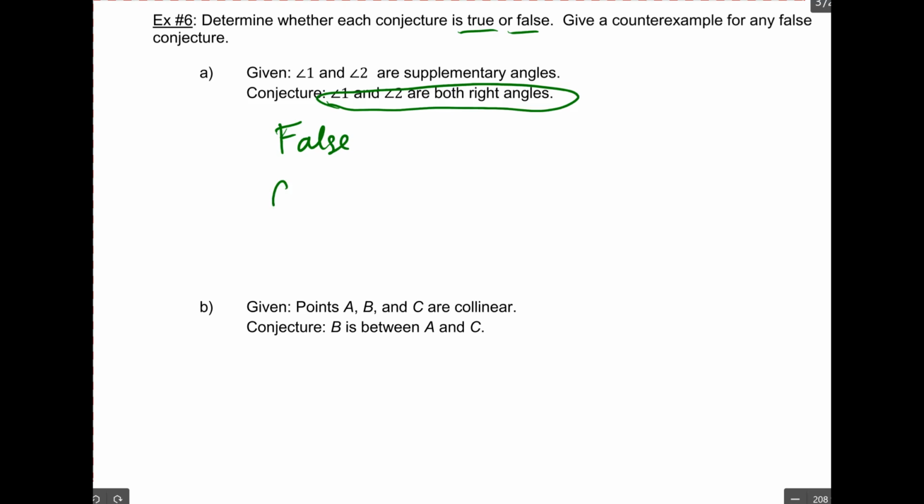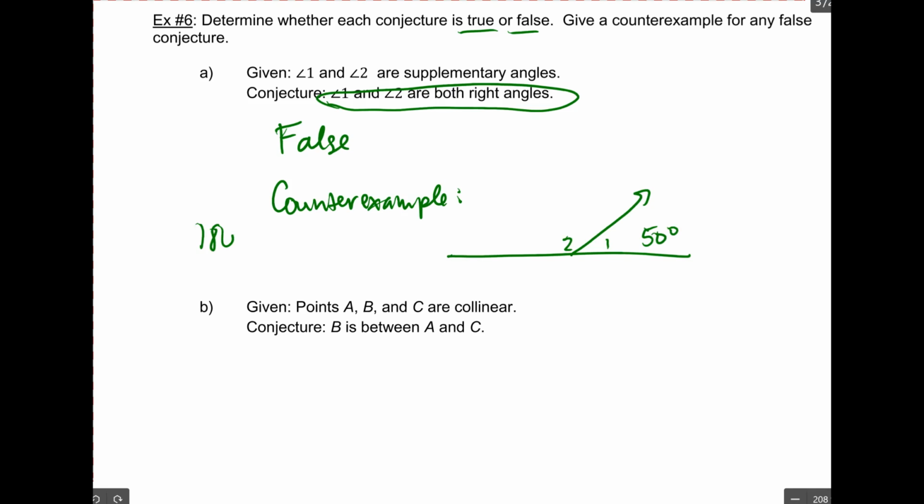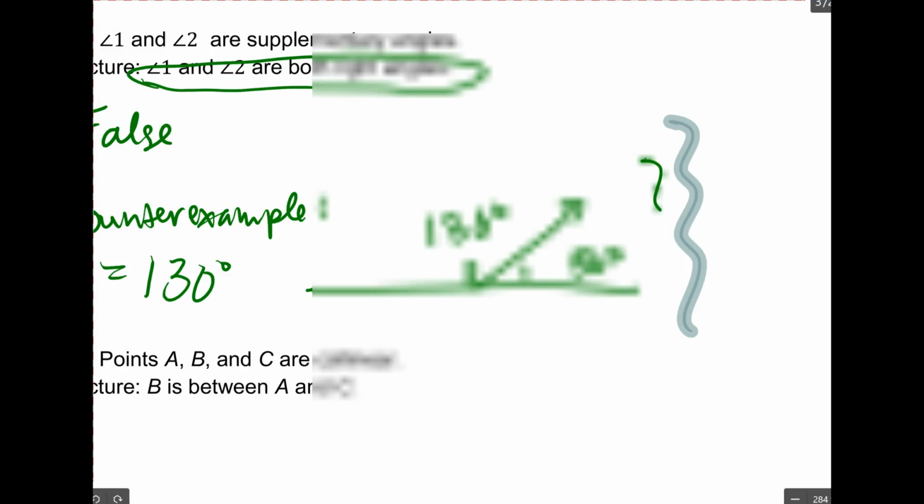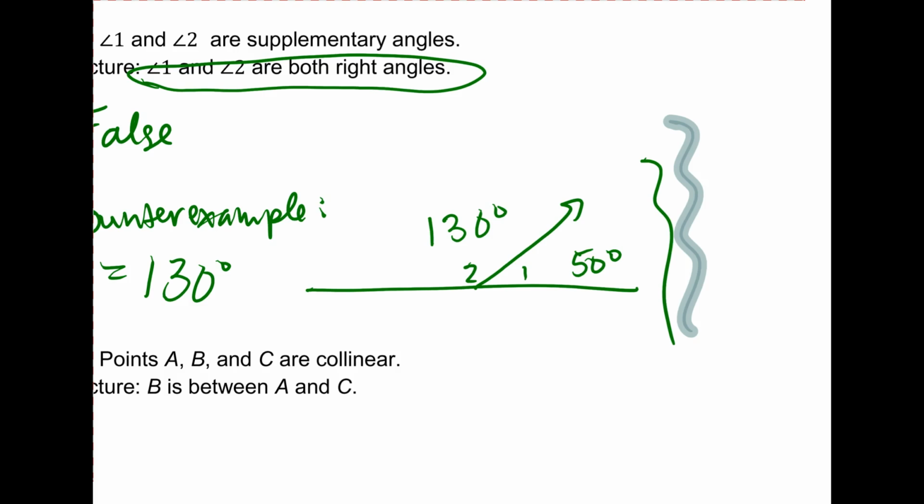Why is this false? Can we come up with a counterexample? We could draw a thing that has a supplementary angle that's not 90 degrees. Exactly. If I come up with angle 1, let's say it's 50 degrees, what would angle 2 be? 130 degrees. Here I drew one, and I proved that these two angles, 130 and 50 degrees, add up to 180, and they're not right angles at all.